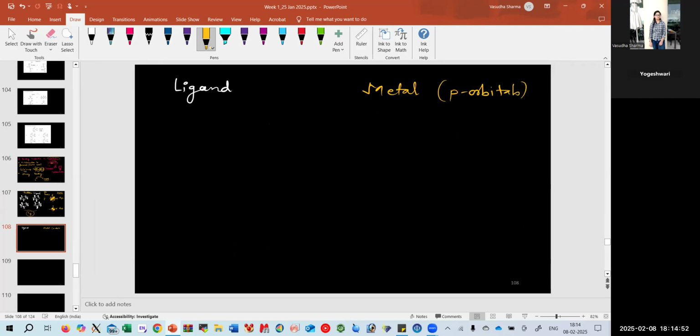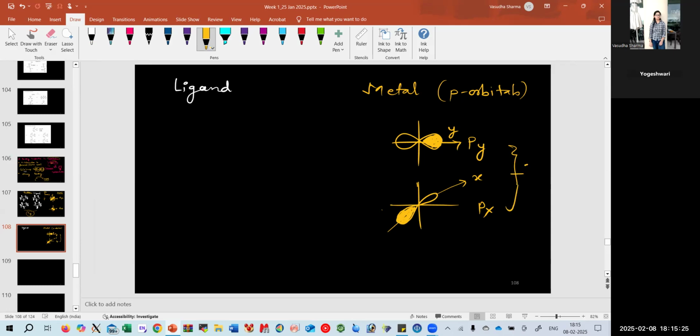So metal's p orbitals. PZ, we know that it makes a sigma bond. So leaving that out, we have p pi, py, it is in the y direction. And if we are taking this is your x, so this is your px. So these both can make pi bonds.